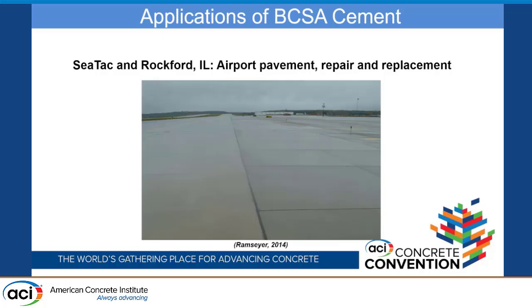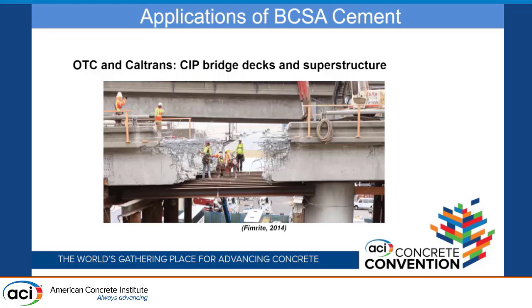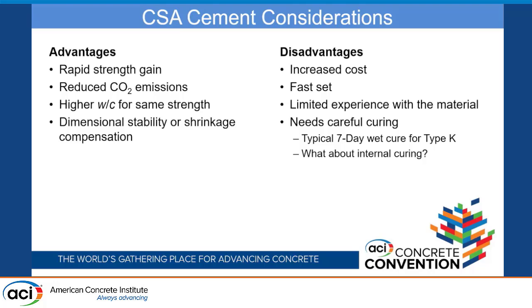There have been airfield pavement repairs done quite often. SeaTac and Rockford, Illinois are good examples that are in service and performing well. There have also been a few structural repairs using these materials. You'll see patches and things like that a lot, but in terms of structural concrete, this bridge connection repair in California is a good example. When we think about these CSA cements and CSA cement concrete, we can get a rapid strength gain, so we can turn things around very fast, which is nice for those pavement repairs where we want to get traffic back into place.